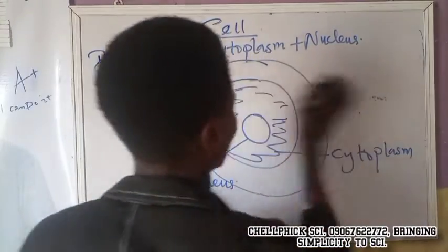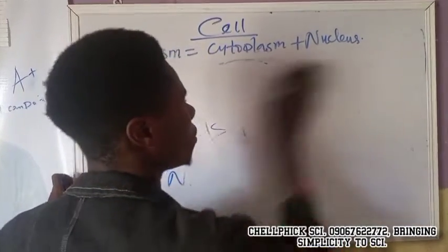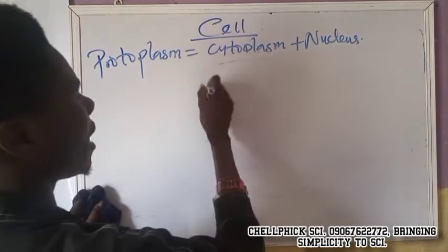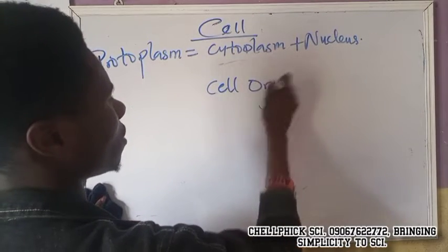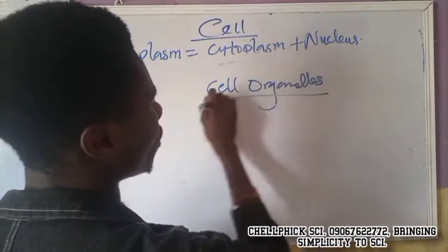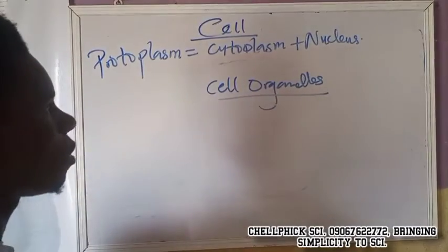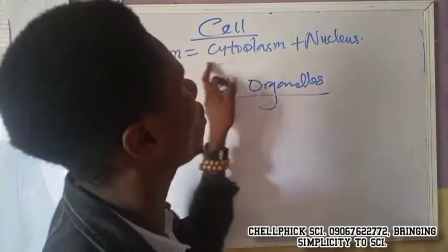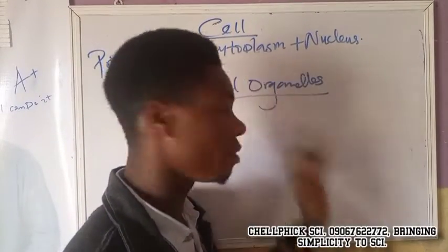Now, let's look at it. After this, we'll be looking at cell organelles. Cell organelles are the materials or the living content that are found in the cell. It means that we are going to be talking about both the cytoplasm and the nucleus.